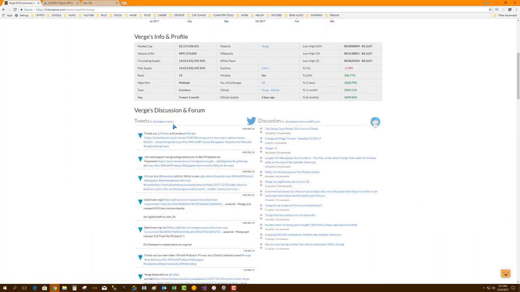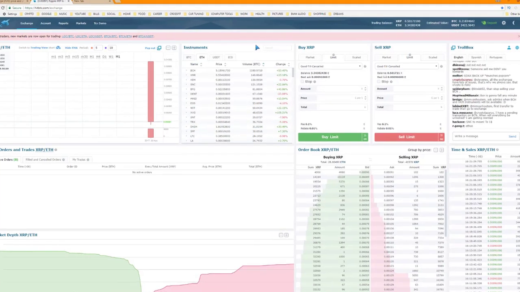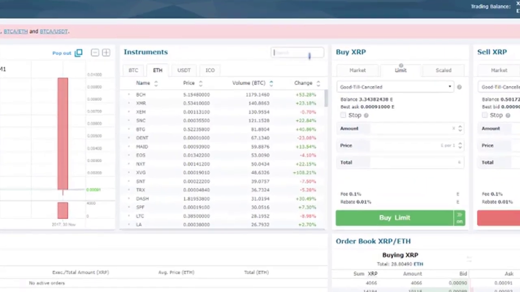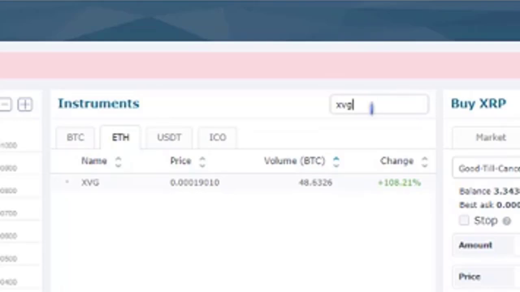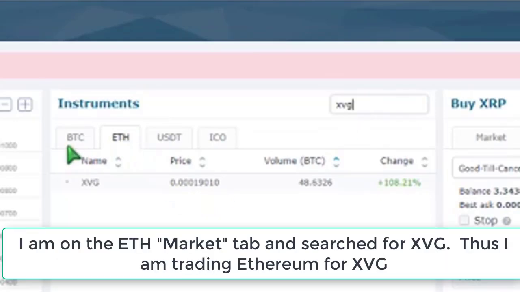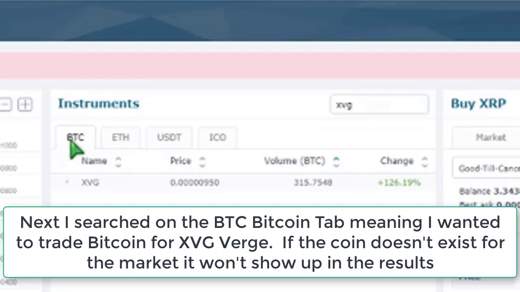So how do you figure that out on HITbtc? Let's go back to HITbtc. The way you find it out is you search for a coin in this box called Instruments. So let's look at XVG. And notice, let's start over here on the BTC tab. So we're going to type XVG. If it didn't exist in that market, it won't show up down here.